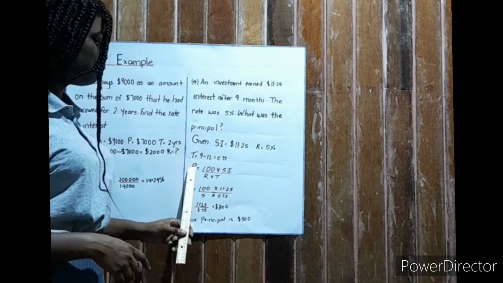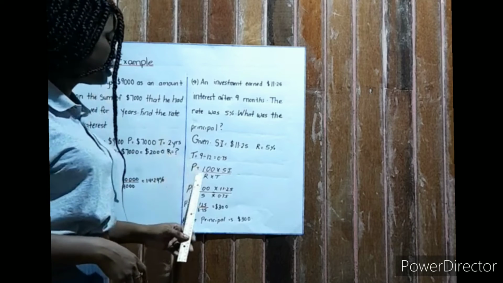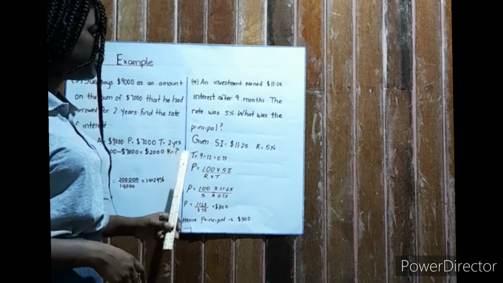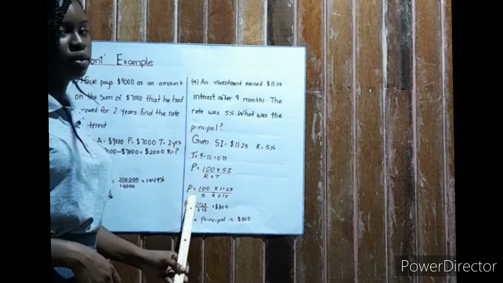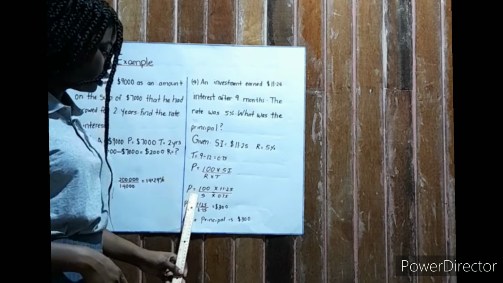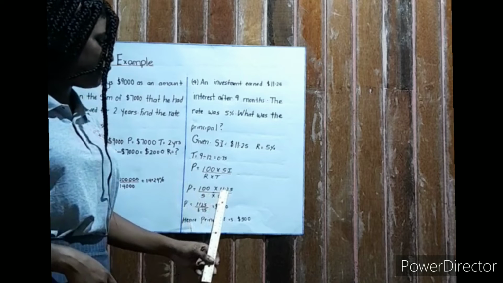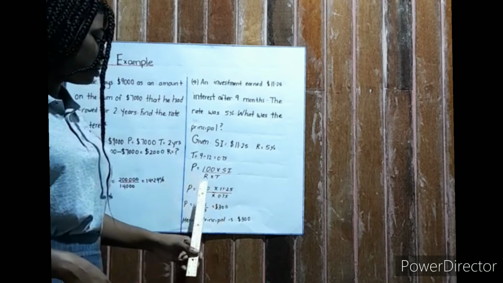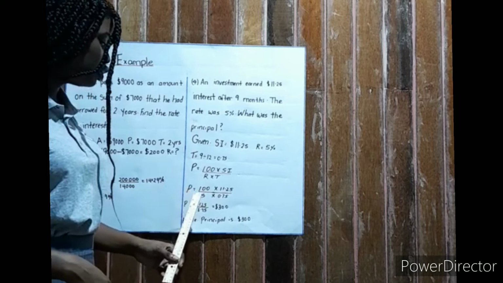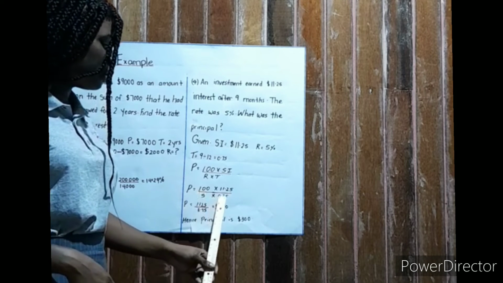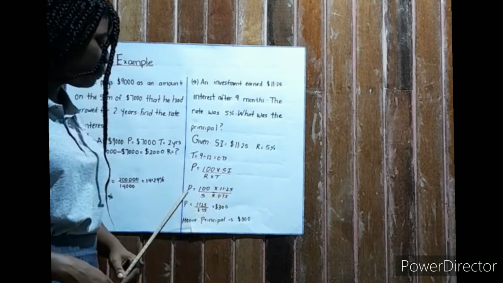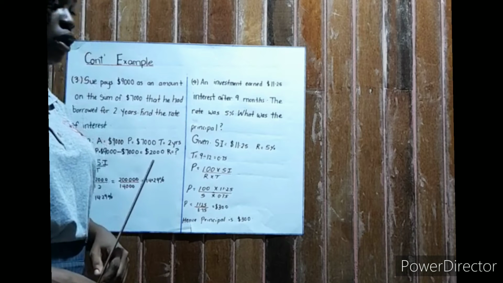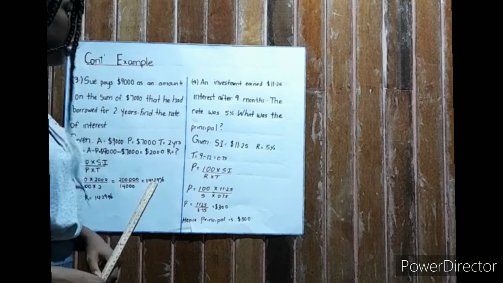So we're using the principal formula, which is P is equal to 100 times SI divided by R times T. We substitute these values into the principal formula to find P, right? P is equal to 100 times 11.25 divided by 5 times 0.75. We multiply 100 times 11.25, we get 1,125. We multiply 5 times 0.75, we get 3.75. We divide 1,125 by 3.75, we get $300. So our principal will be $300.